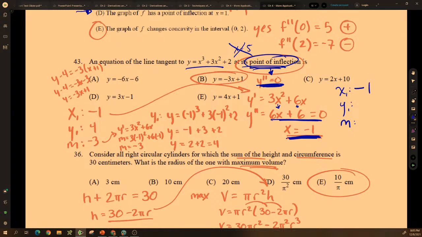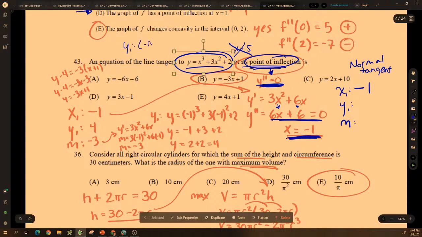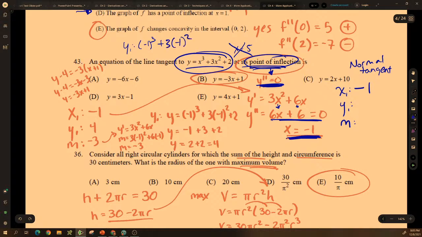Then from there, now that I have this, now it's just like any normal tangent line. Right, so I'm going to just kind of ignore the fact that I've already taken the second derivative, just kind of go back up here. How would I do a tangent line? Well, to get y1, we just plug in negative 1 for x, right? Negative 1 cubed plus 3 times negative 1 squared plus 2. And I did that over here, and we got y1 was 4.